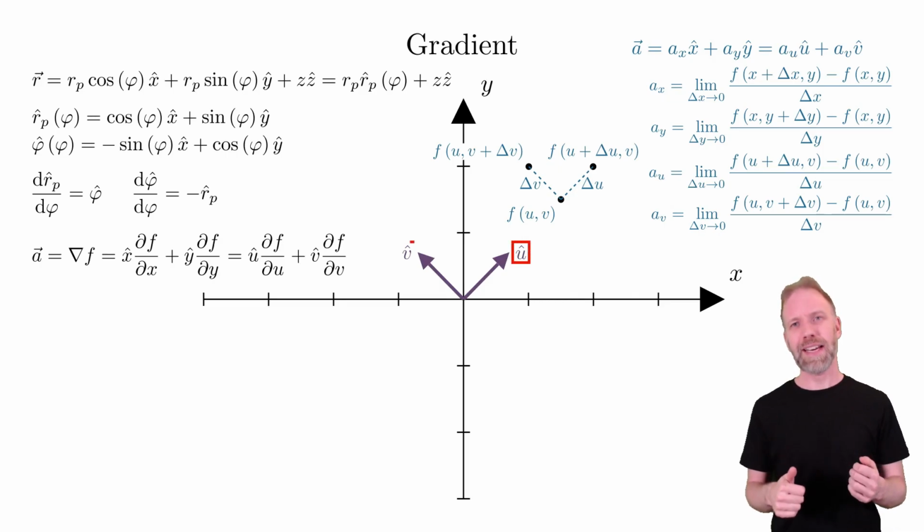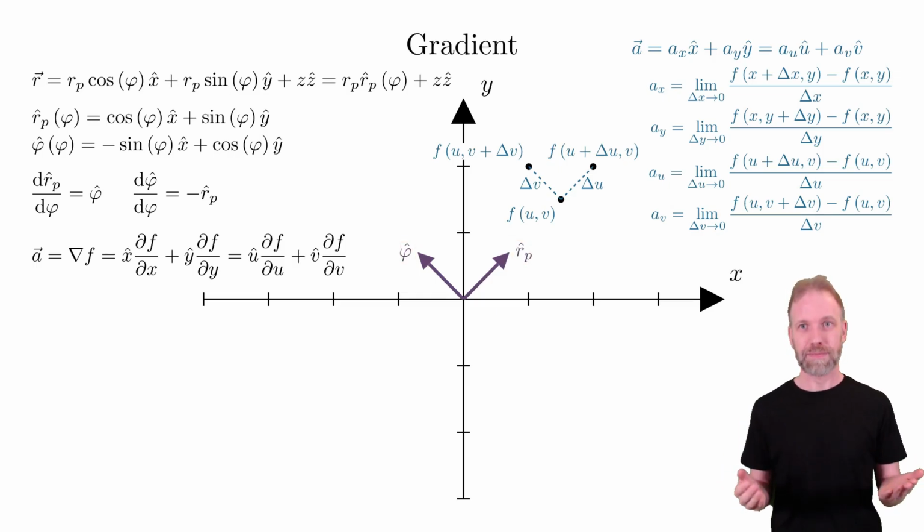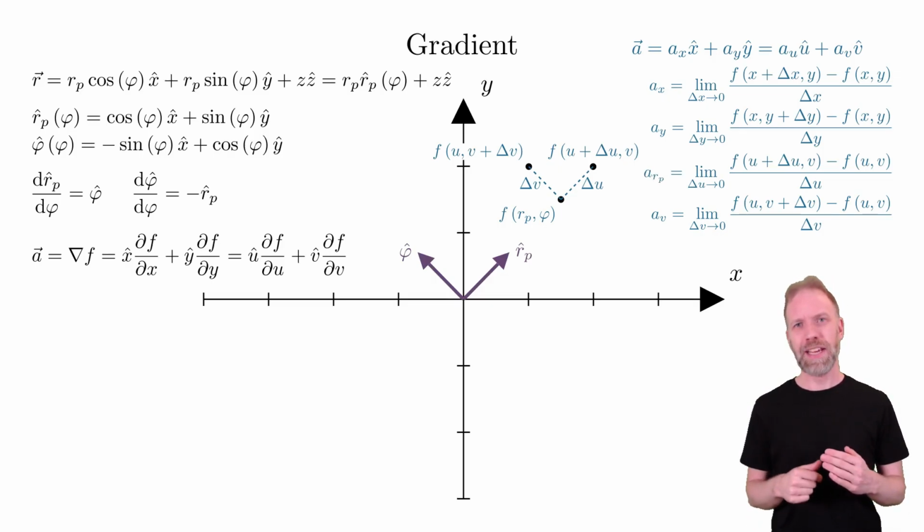Now let's say that u hat and v hat actually are our rp hat and phi hat from cylindrical coordinates. We can therefore say that f is a function of rp and phi. We can also claim that since u hat and rp hat are the same vector, and the vector A should be the same independent of which coordinate system we use, the coefficient AU should be the same as the coefficient ARP.